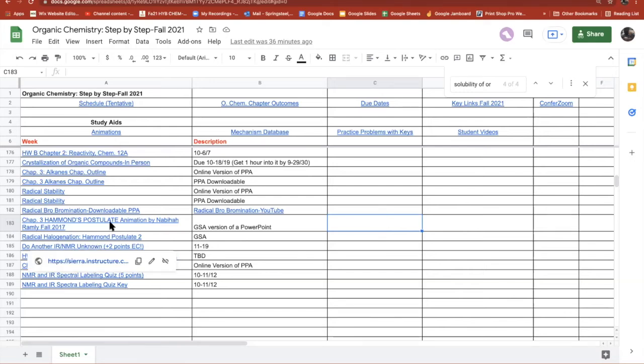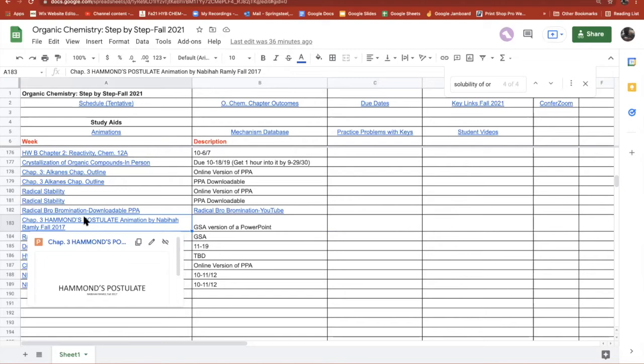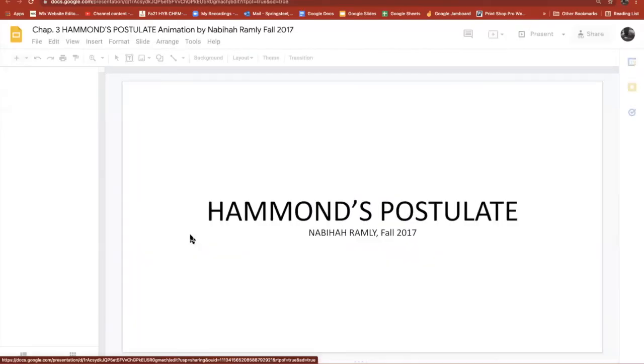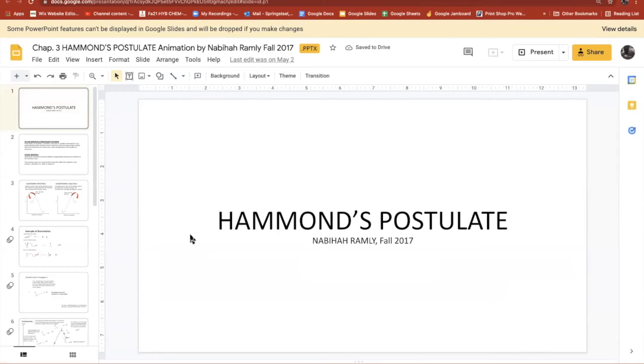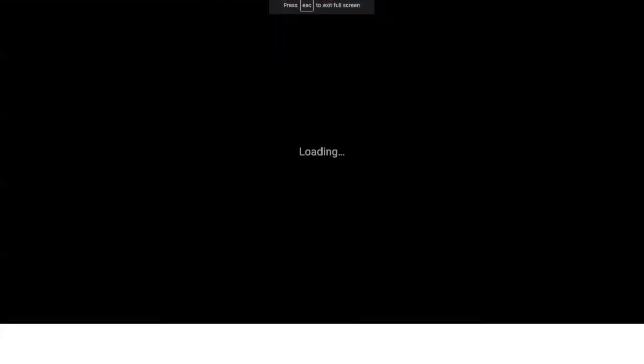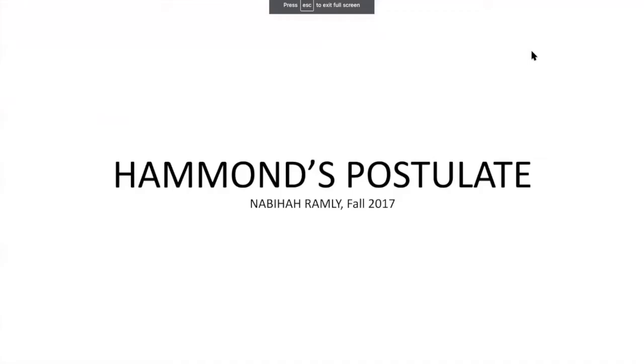So I have this Hammond postulate animation by one of my former honors students, Nabaha, from 2017, pre-COVID. All right, so let's look at this. I was trying to come up with a good way to explain the Hammond postulate, to help you visualize what's going on. So I outlined this on scratch paper for Nabaha to make this animation. She did a pretty good job on it.